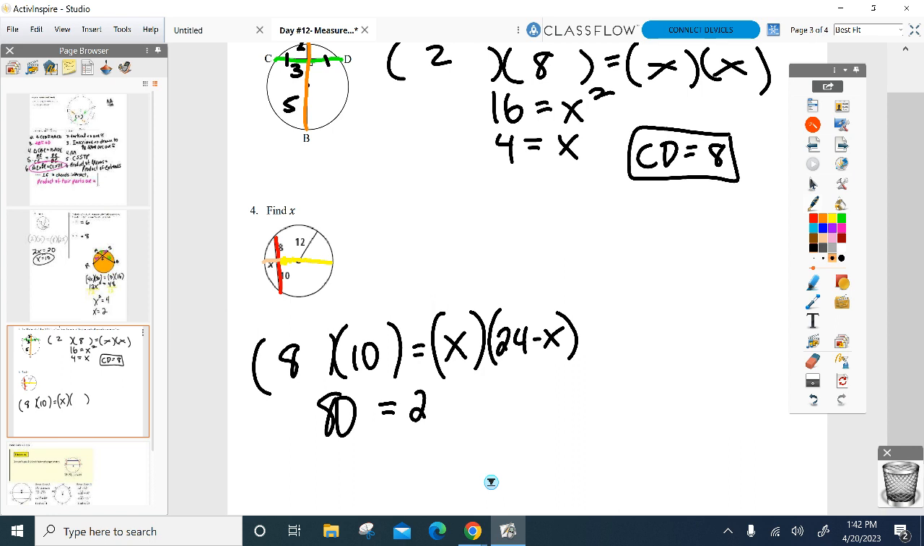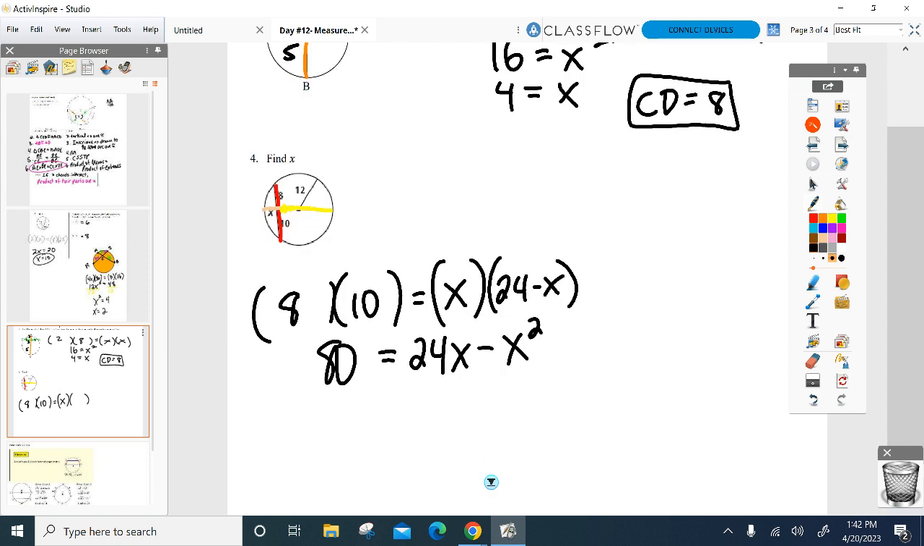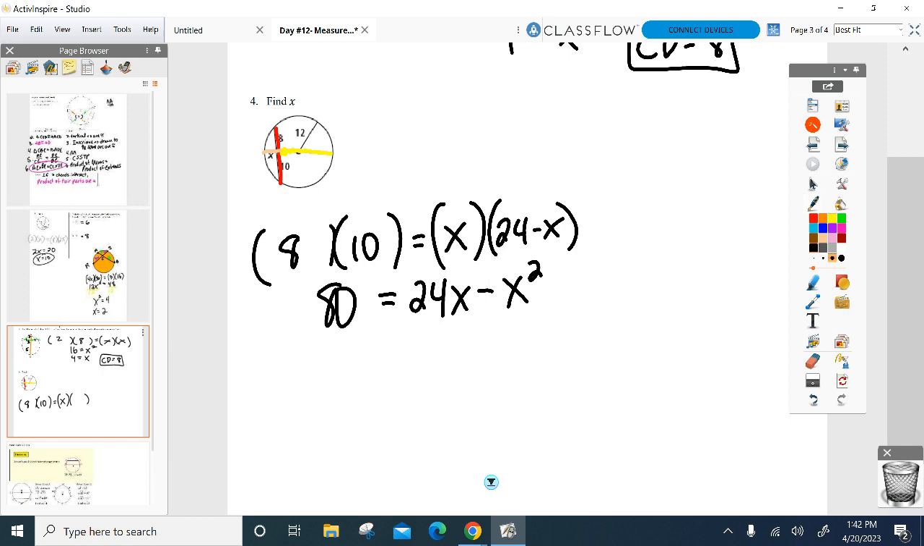80 equals 24x minus x squared. You know what's coming up here? Anybody know what's coming up? Yes, Kyle, say it with pride. Factoring, yes. Now, first, how do we even know factoring's coming up?